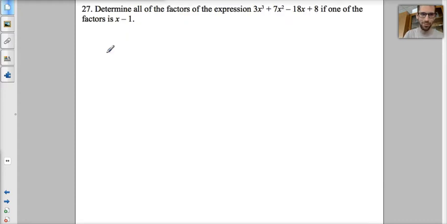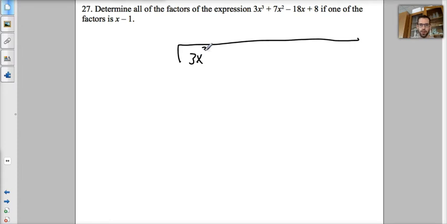All right, onward. Number 27. Determine all the factors if one of them is this. Okay, I'm trying to see if I have a GCF situation and I can actually just do AC method on this. I don't think I can. Okay. All right, so again, I'm going to have to do polynomial long division. That's really the theme of this so far. 3x to the third plus 7x squared minus 18x plus 8. So I have 3, 2, 1, 0, good, okay. And x minus 1 goes in evenly. So we'll do the division.